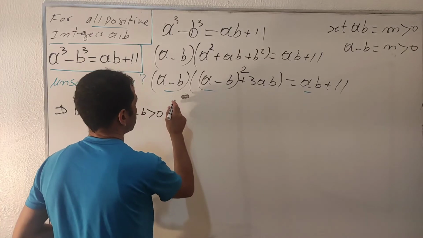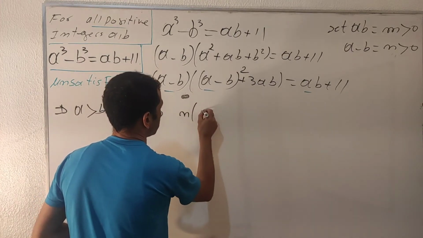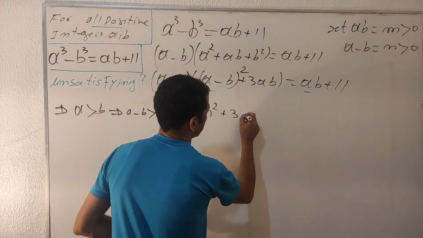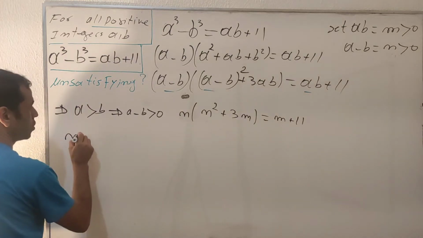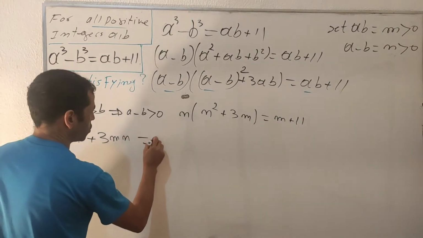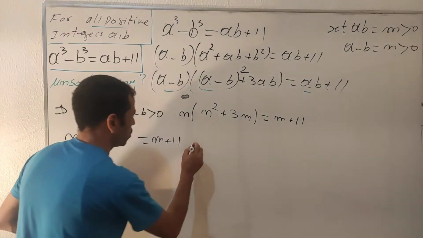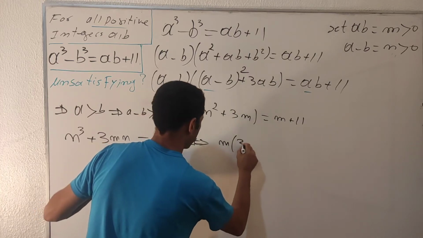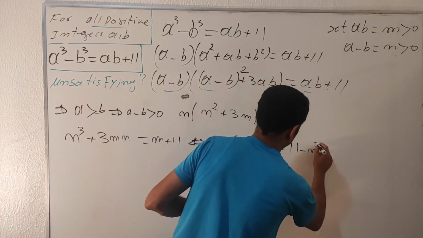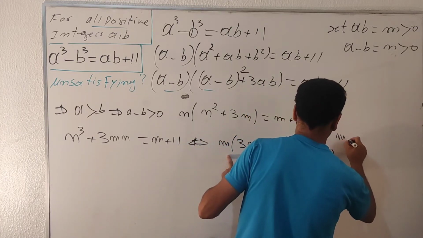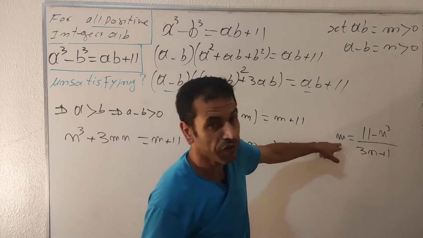So I get the following equation in terms of m and n. We'll have n times (n square plus 3m) equals m plus 11. I'm going to distribute this one. I get n cubed plus 3mn equals m plus 11. I'm going to move this m to the left hand side of this equation and take m as a common factor for these two terms. So I get m times (3n minus 1) equals 11 minus n cubed. So this one is telling us m equals (11 minus n cubed) divided by (3n minus 1).